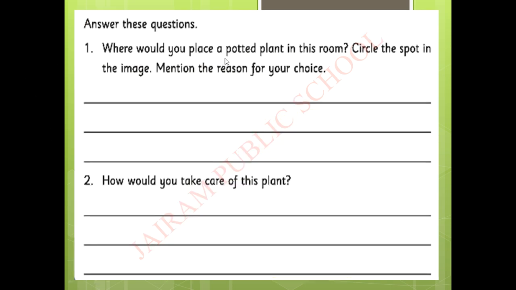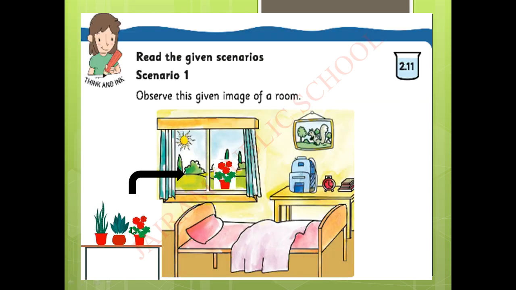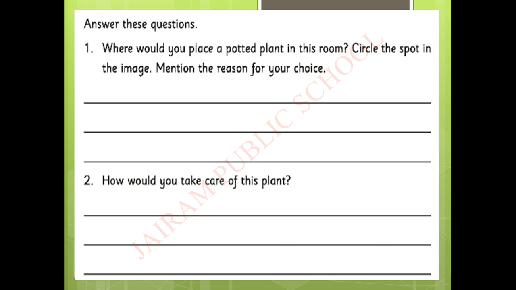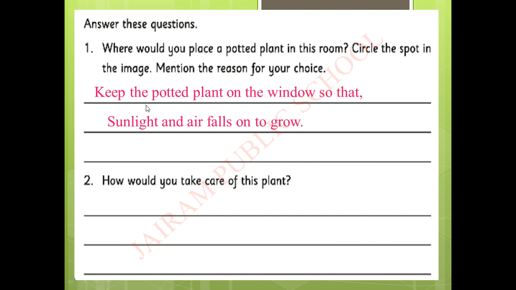Where would you place a potted plant in this room? Circle the spot in the image. Mention the reason for your choice. So this is the question given. Where will you place the potted plant? Yes, you're right, near the window. Why? Because near the window the plant is able to receive sufficient air and sunlight. So this is the place which you will be choosing, isn't it? So for the first question, the answer is to keep the potted plant on the window so that sunlight and air fall on it to grow.